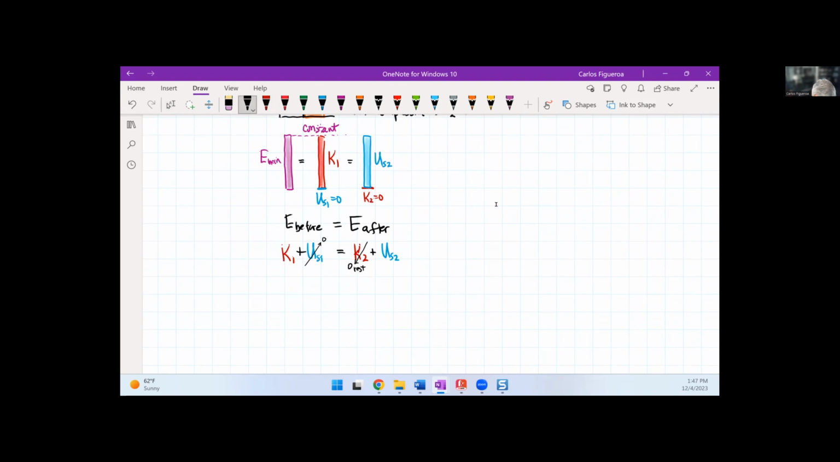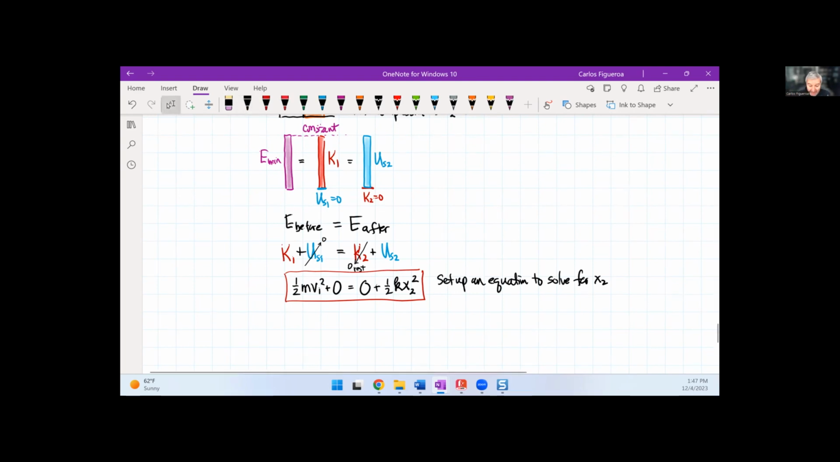So then I could come in here and write that this is 1/2 mv1 squared plus 0. That's going to equal 0 plus 1/2 k x2 squared. So again, what you're seeing here is that we have now set up an equation to solve for x2. So conservation of energy is giving me that ability to do that here.